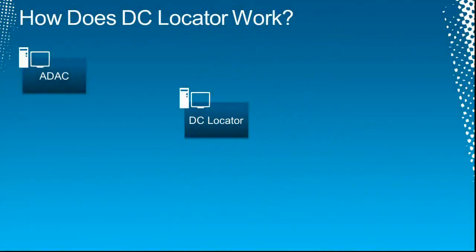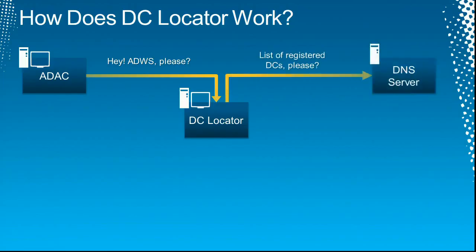So what will happen is that ADAC will request from DC locator in that machine a DC that supports the ADWS flag. Now, DC locator will go to DNS and will say, hey DNS, please give me the list of DCs that you have registered in this particular site. So DNS will return to DC locator, well, these are the DCs that I have in my white pages. But given that DNS doesn't have all the information about the capabilities that a domain controller supports, then DC locator will start pinging one by one.